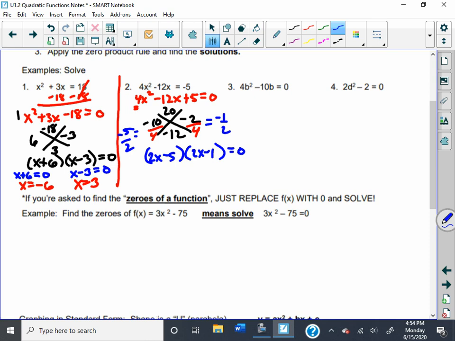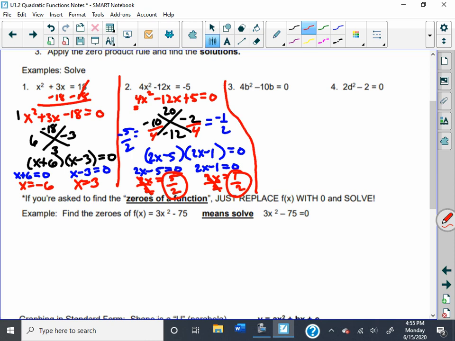So now I'm going to set those equal to 0 and solve. Okay, so 2x minus 5 equals 0. 2x minus 1 equals 0. So here you have to add 5 over first, add 5, and then divide by 2. So that's 5 over 2. And then the other one, you're going to add 1 over. So that's positive 1, and then divide by 2. 1/2. So the two answers are 5 over 2 and 1 over 2.